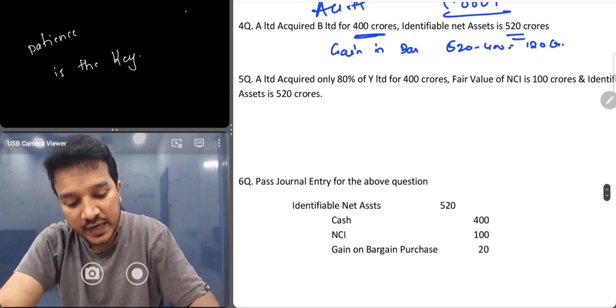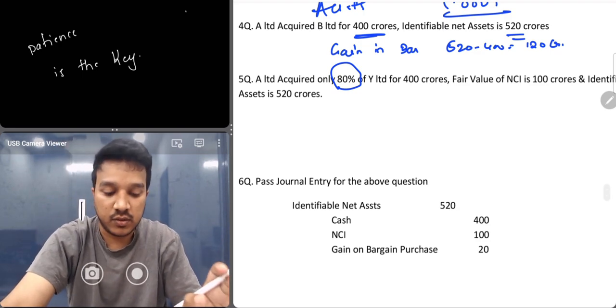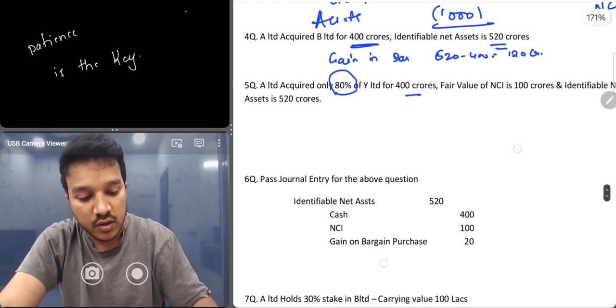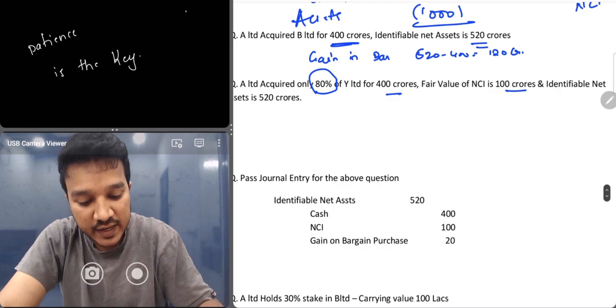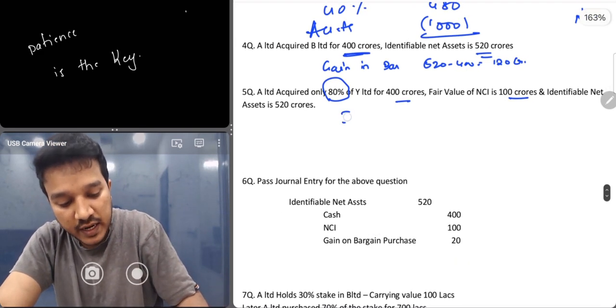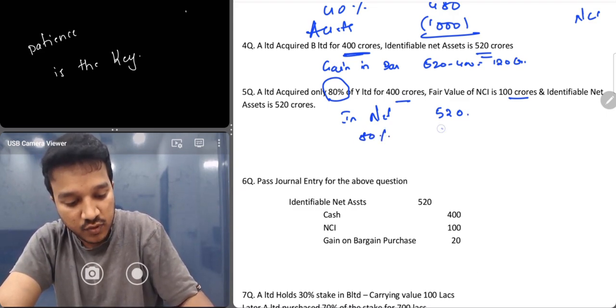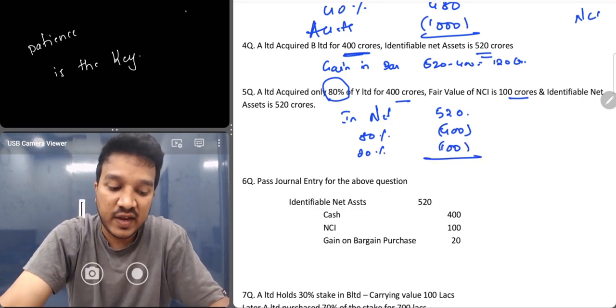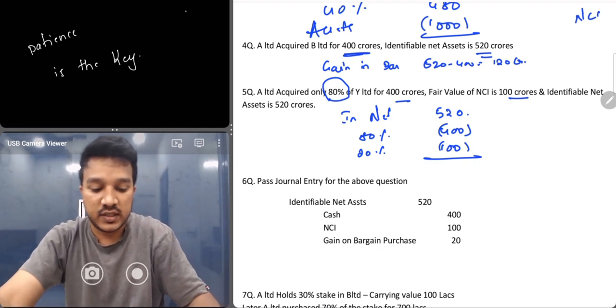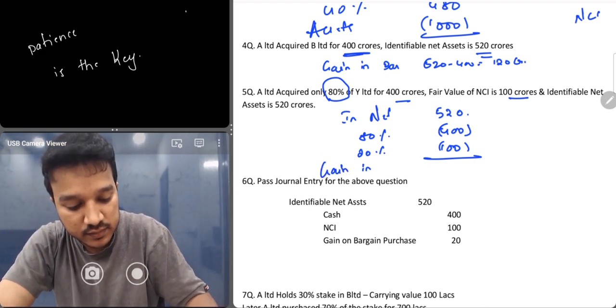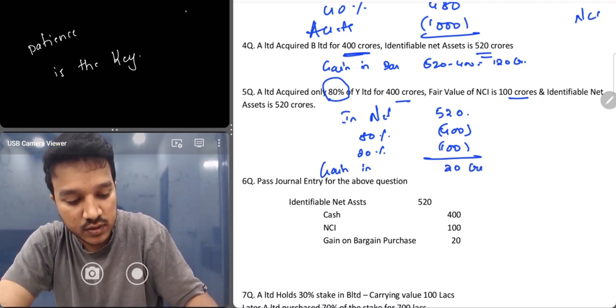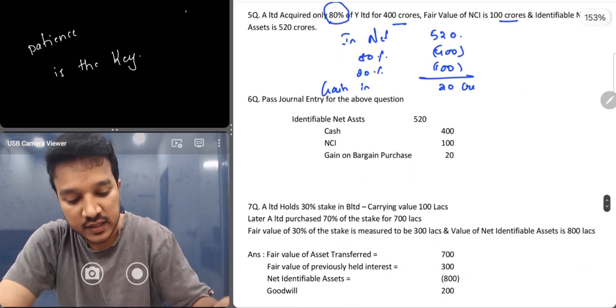Now A Limited acquired only 80%, ठीक है. 100% नहीं, only 80% for 400 crores. Non-controlling interest का value हो गया 100. Identifiable net assets same. How much assets you got? Identifiable net assets I got 520, and then I paid for 80%. I've paid 400 crores, and that 20% fellow non-controlling interest का value is 100. ठीक है. So we paid 500 and we got what? 520. So there is again a gain in bargain purchase. Okay, 20 crores. So pass the journal entry for the above.